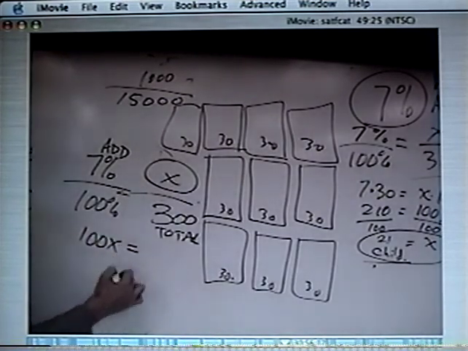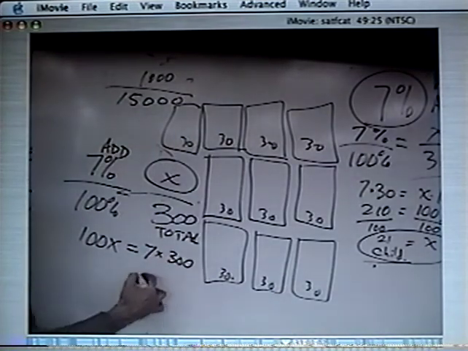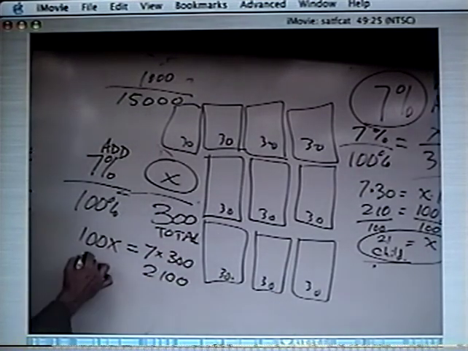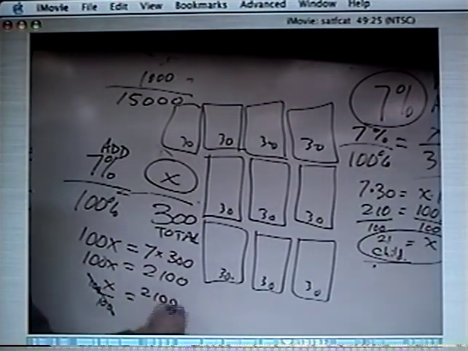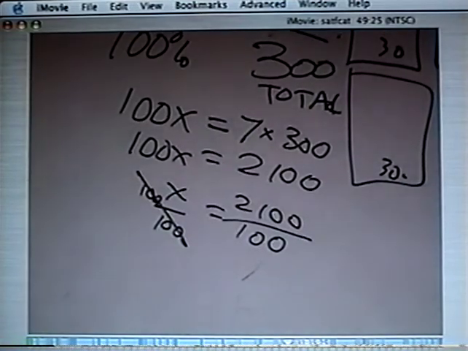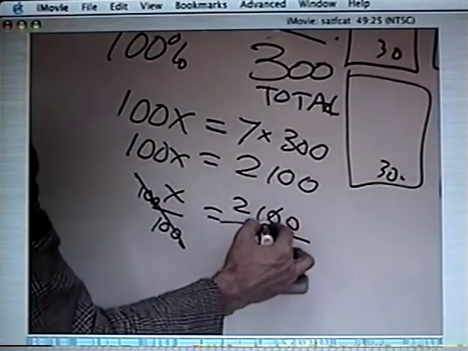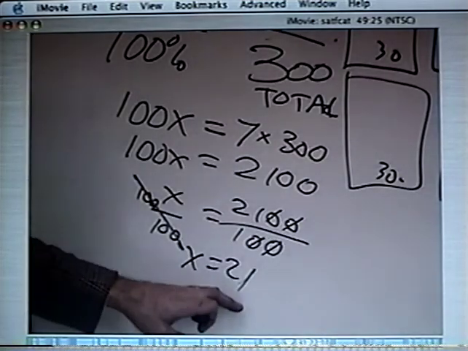100X equals 7 times 300. Okay, so this is 2100. So 100X equals 2100. Okay. So 2100 divided by 100. What happens when we get 2100 divided by 100? X equals 21.